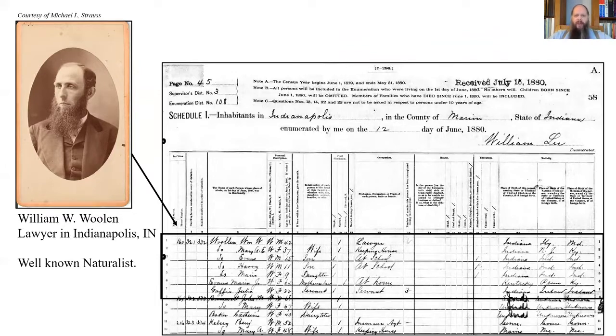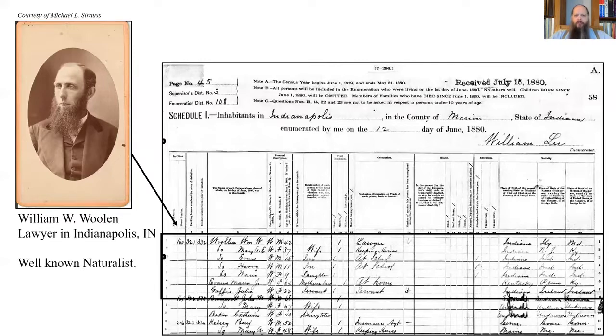Woolen, besides being an attorney by profession, was also a well-known naturalist. His information on the return is in the top lines. He's listed as the head of family, and with him are other family members. It lists their specific relationship to him, his wife, and a number of his children, ending at the very bottom with a servant that lived in the household. Again, it also lists their occupation, the place of birth, as well as the place of birth of both the mother and the father of each individual on each line. So the data contained in the 1880 census went well above and beyond the prior decades.